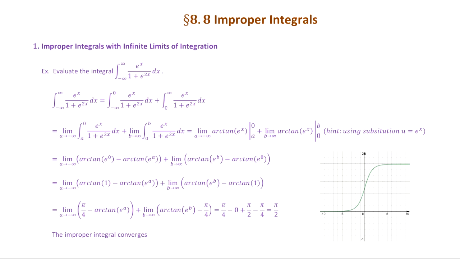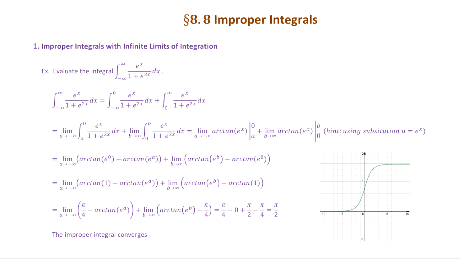So the first integral with a function from negative infinity to 0, you are going to replace negative infinity in the lower limit of integration by a, and integrate the function from a to 0, and then take the limit with a approaching negative infinity. Okay. And for the second part, you replace the positive infinity in the upper limit of integration by b, and then you take the limit of the answer with b approaching positive infinity.